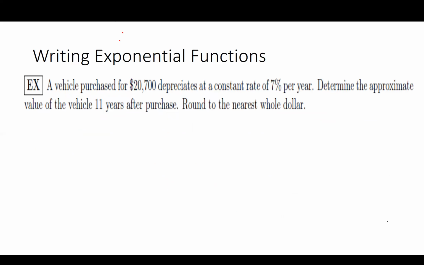So here's a mildly more depressing example. You've got a vehicle that we bought for $20,700. It's going to depreciate, meaning it loses value at a constant rate of 7% per year. For those of you who know things about cars, losing 7% of value each year is actually pretty generous. That's not bad at all. You need to determine the approximate value of the vehicle 11 years after purchase. Round to the nearest whole dollar. That's going to be where folks are going to make their mistake.